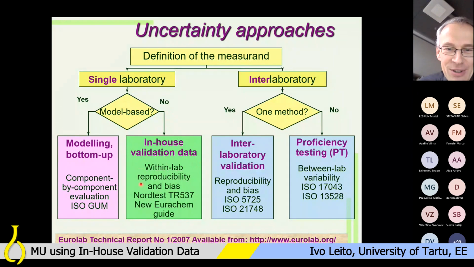Secondly, if a model is not directly used for uncertainty evaluation, then we can speak of in-house validation data-based or within-laboratory reproducibility and bias-based approach, sometimes also called the top-down approach. There are actually many different ways how this can be done. There are different formalizations, and very importantly for today's event, this approach is what the new Eurachem guide will explain, detail and contain. So in some sense, this approach is the most important for us today.